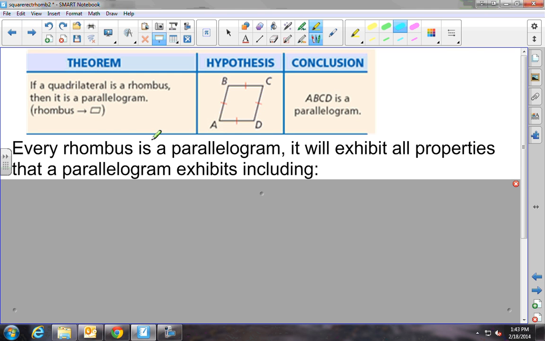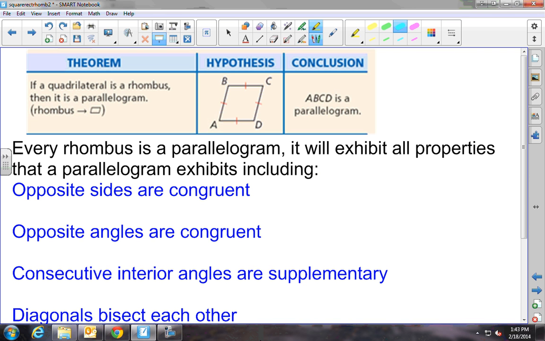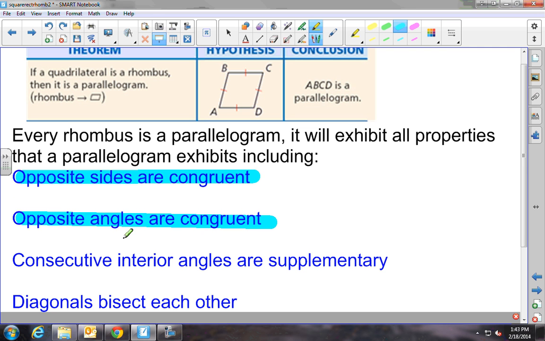Next, let's look at a rhombus. And before we move forward, a little English syntax. If you want to talk about more than one rhombus, you could say rhombuses, or you can say rhombi. Either one means more than one rhombus, or the plural form of rhombus. So every rhombus is a parallelogram, so they'll all exhibit these same properties. Opposite sides are congruent, opposite angles are congruent, consecutive angles are supplementary, and the diagonals bisect each other.